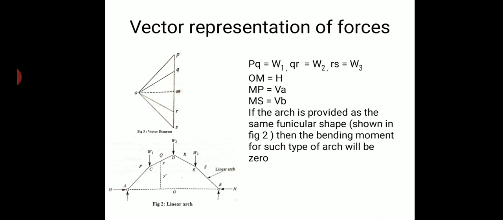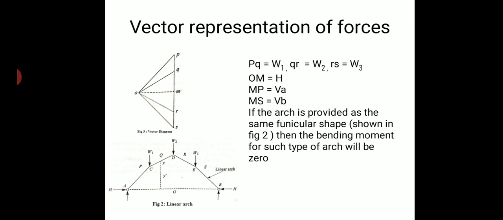OM is a dotted line which represents the horizontal thrust, or the horizontal reaction at the supports. Since the horizontal reaction at the supports is of the same magnitude, only one representation is seen here, that is only OM. MP represents the vertical reaction at A, that is VA. MS represents the vertical reaction at B, VB.